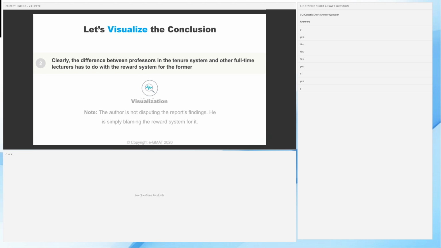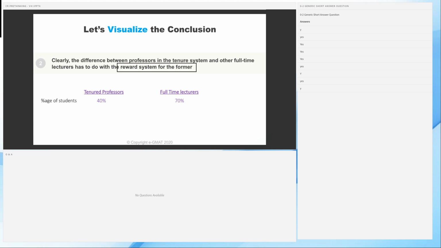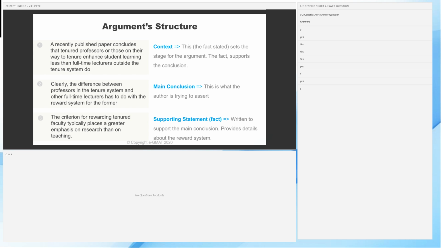So let's visualize this conclusion here. The conclusion is that the difference between professors in the tenured system and other full-time lecturers has to do with the reward system for the former. Former is the professors here. So what this is saying is that tenured professors only cause significant improvement for 40% of the students, whereas full-time lecturers help 70% of the students improve significantly. And the author is blaming the reward system, the reward system, my bad, for these guys over here. All right, so that's the main conclusion.